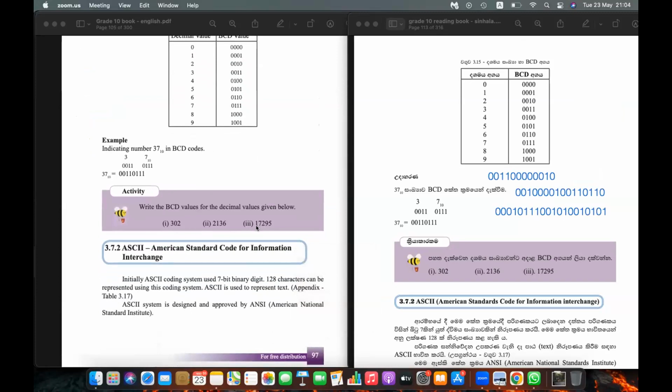BCD is not really suitable for character representation. So what's the reason? May I know the reason? You can guess it. Only 16 characters can be displayed. Yeah, only 16 characters. That is not enough. It cannot represent letters in a string. Another correct answer.